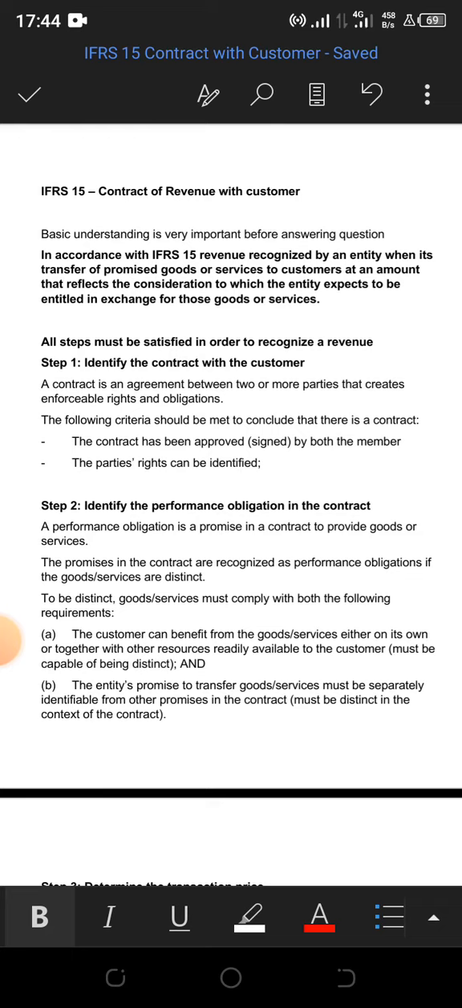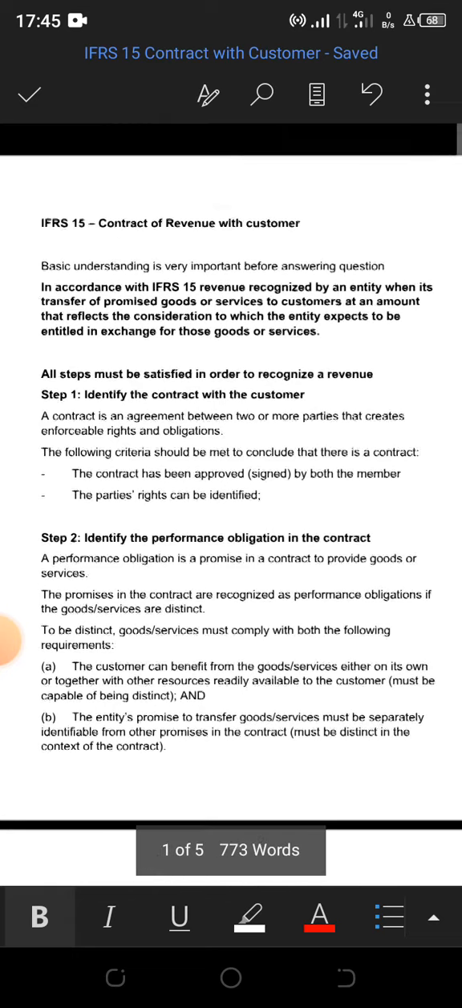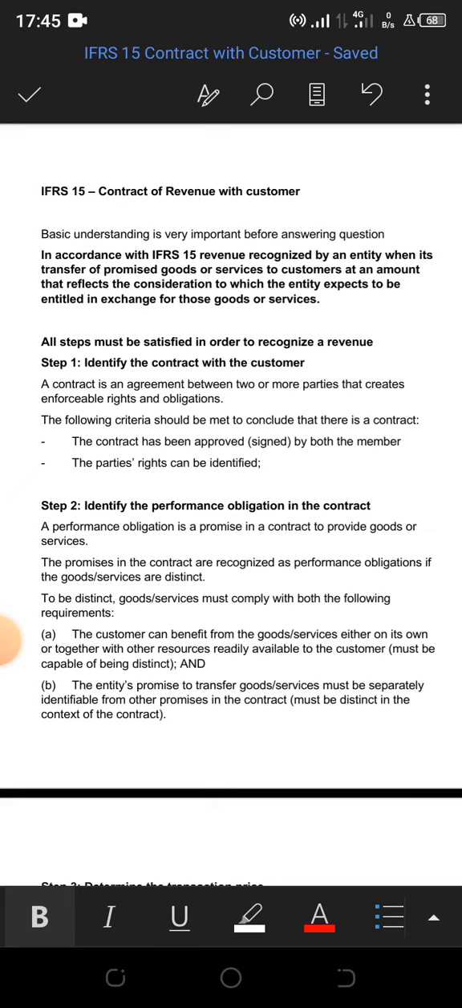So when we deal with IFRS 15, what you have to know is that there are 5 steps that have to be met in order for us to conclude that we have IFRS 15. If one step is not met or satisfied, we are not going to recognize the revenue. All steps must be met. I will go through the steps and give a brief on what is happening so that we can go to the question.